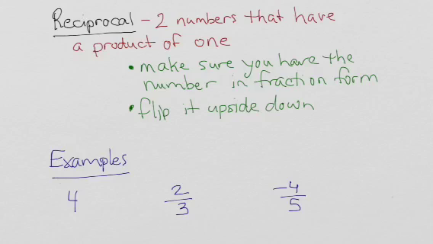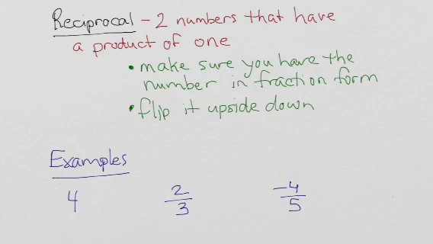Reciprocal officially means two numbers that have a product of 1. It means two numbers that when you multiply them together, you get an answer of 1. That's kind of rare, unless you're involving fractions. So here's how we actually do a reciprocal.